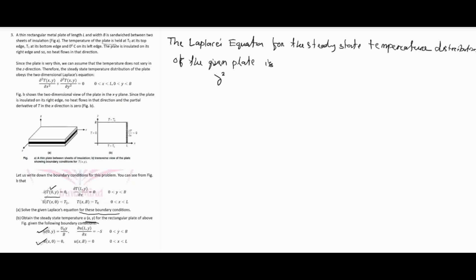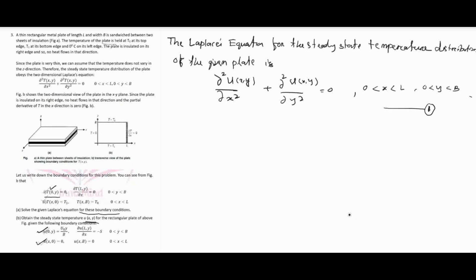So it is given by del square u(x,y) by del x square plus del square u(x,y) by del y square equal to 0, for x lying between 0 and L and y lying between 0 and B. Okay, so this is the Laplace's equation, a two-dimensional equation, because along Z there is no variation of the temperature. Let us take this as equation number 1.